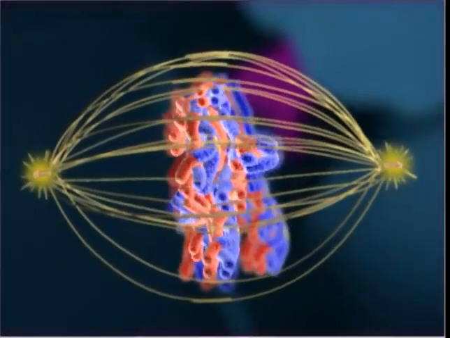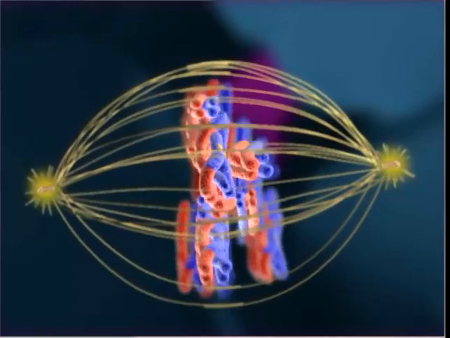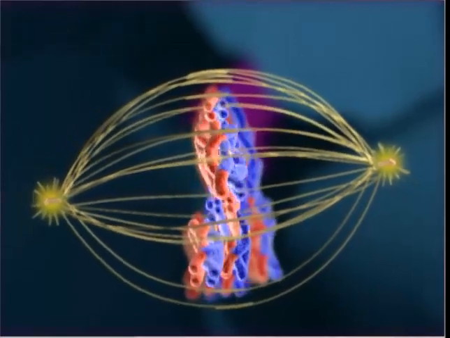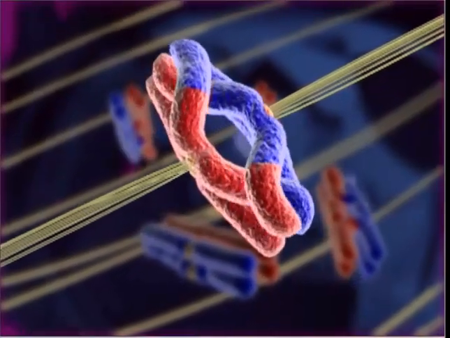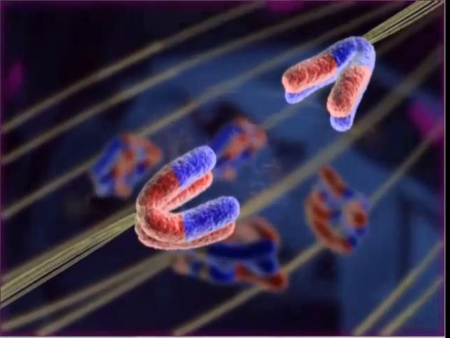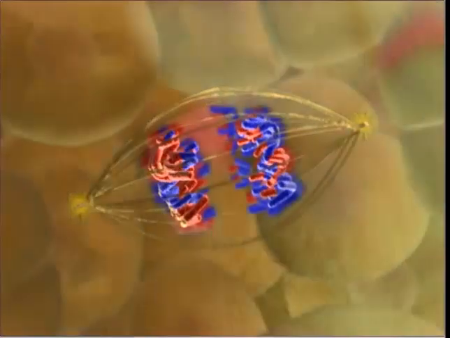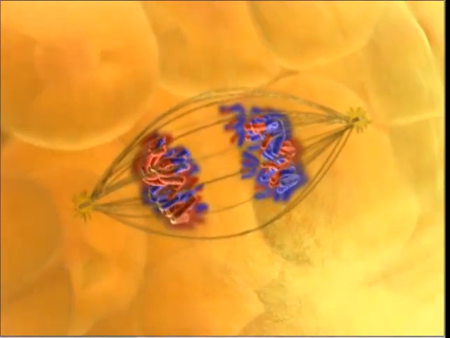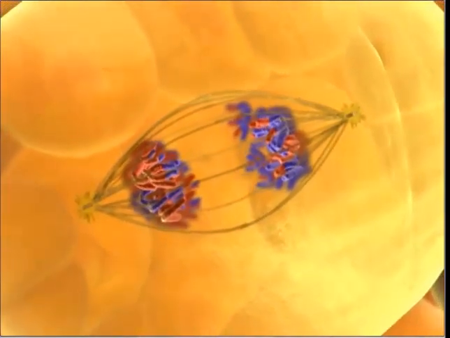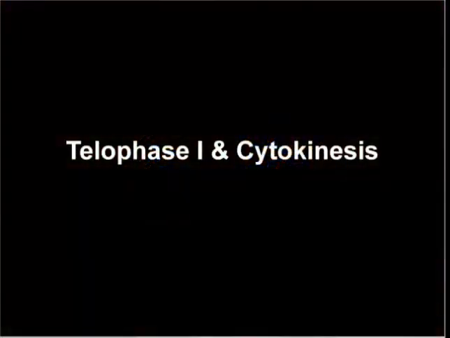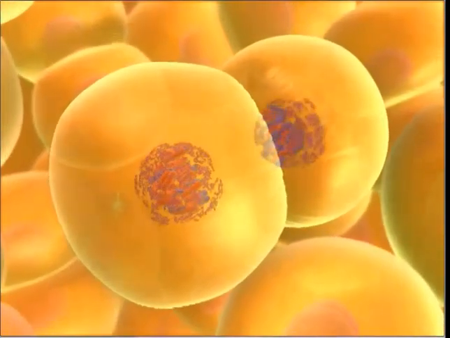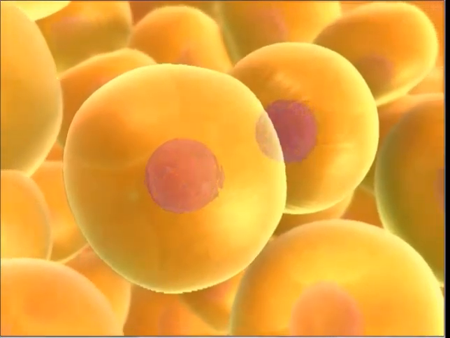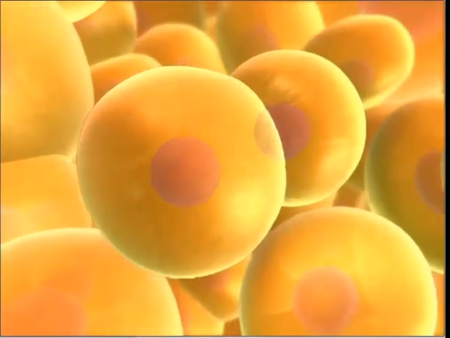At metaphase 1, the chromosome pairs are positioned in the middle of the cell. The next stage begins when homologous chromosomes separate from each other and move toward opposite poles. Each chromosome still consists of 2 sister chromatids. This cell began meiosis with 46 chromosomes, but each daughter cell now has only 23 chromosomes.